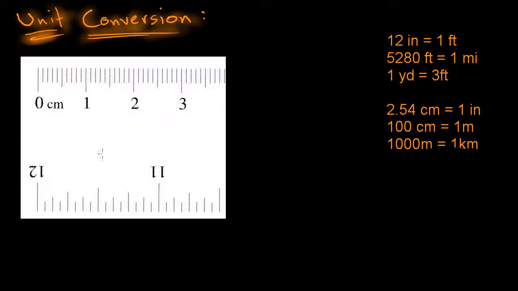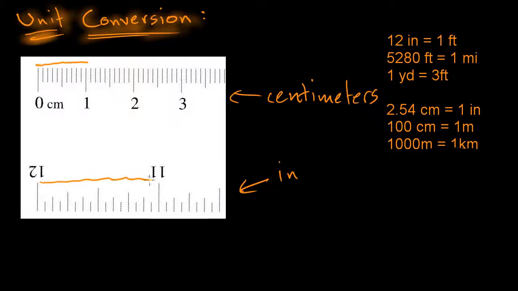Here's a small snippet from a standard ruler that has inches on this side and centimeters over here. It'll be important for you to be able to recognize the difference between inches and centimeters as you measure things, and one easy way to tell is that inches take up more distance than 1 centimeter. So here's 1 inch from the 12 to the 11, and 1 centimeter is just this distance. So an inch is bigger than a centimeter.